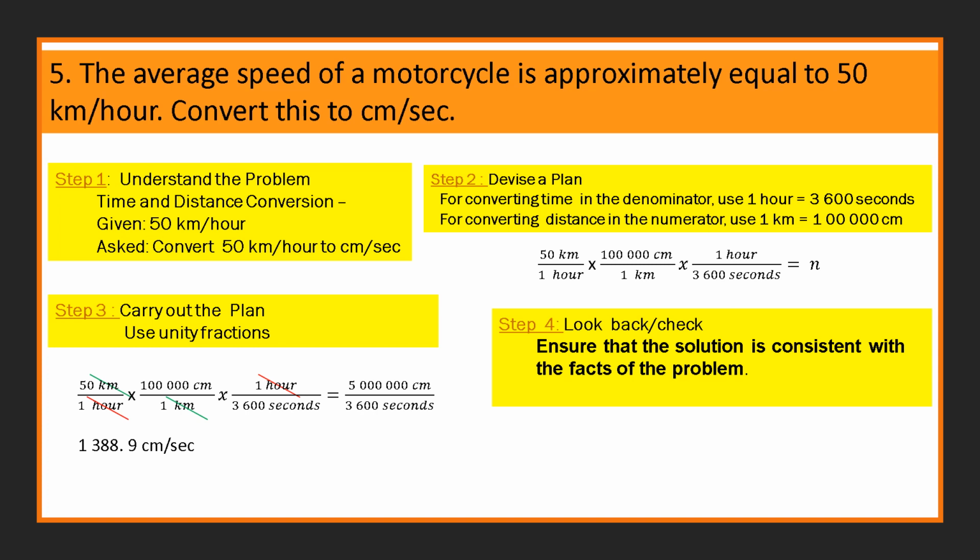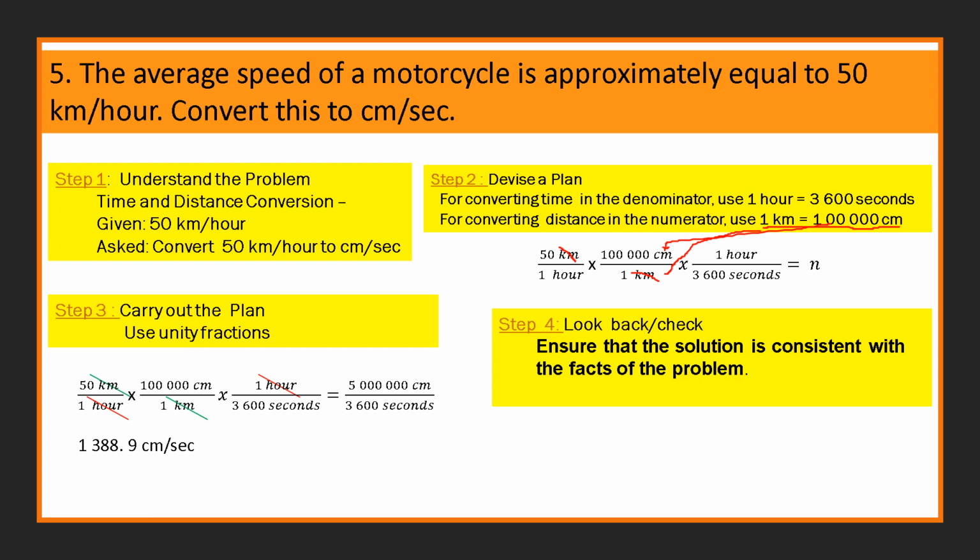First, we will write the given, which is 50 kilometers per hour. So 50 kilometers over 1 hour multiplied by the conversion factor, 1 kilometer is equal to 100,000 centimeters. Take note that our numerator here is in kilometers, so we'll write 1 kilometer on the denominator so that we can easily cancel this one. And 100,000 centimeters should be in the numerator.